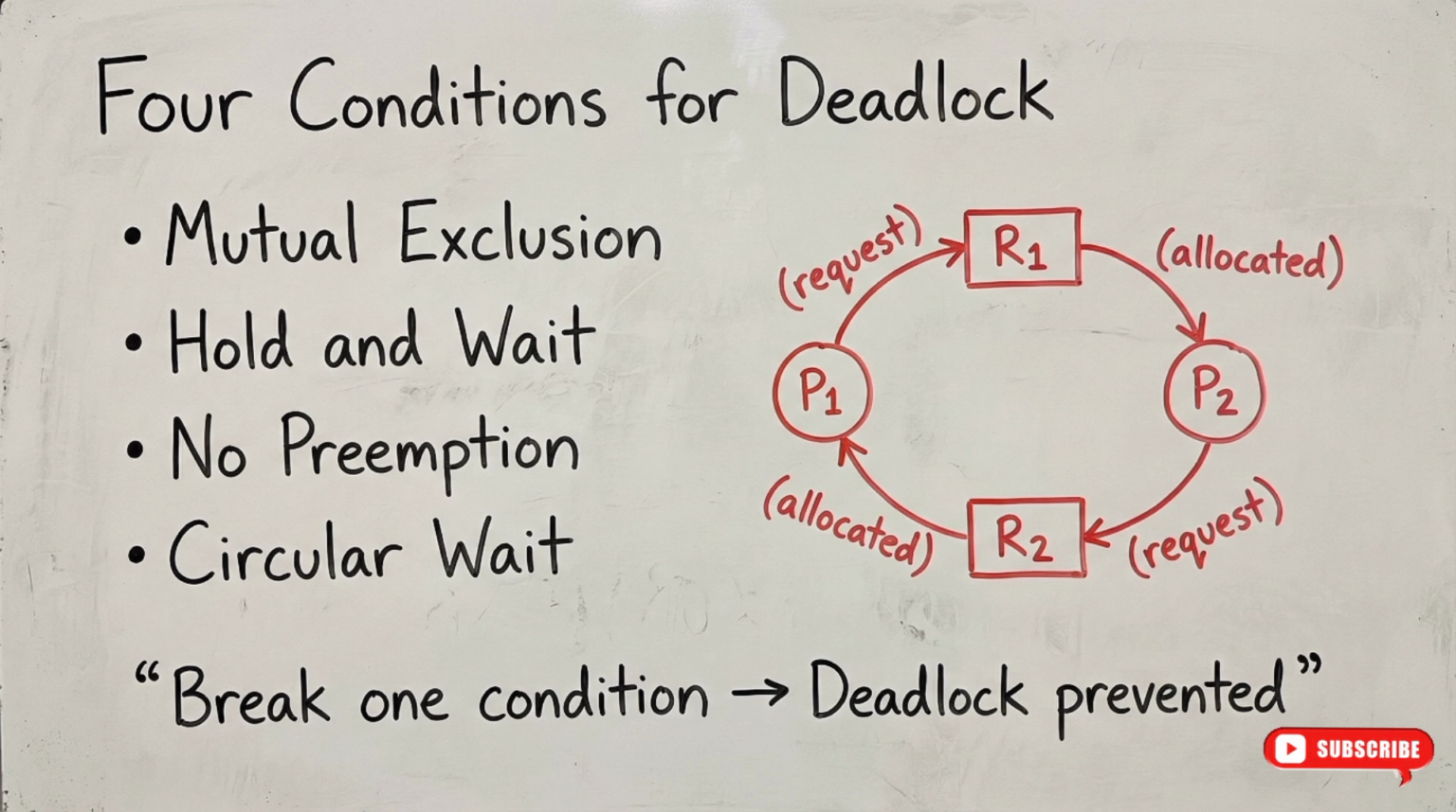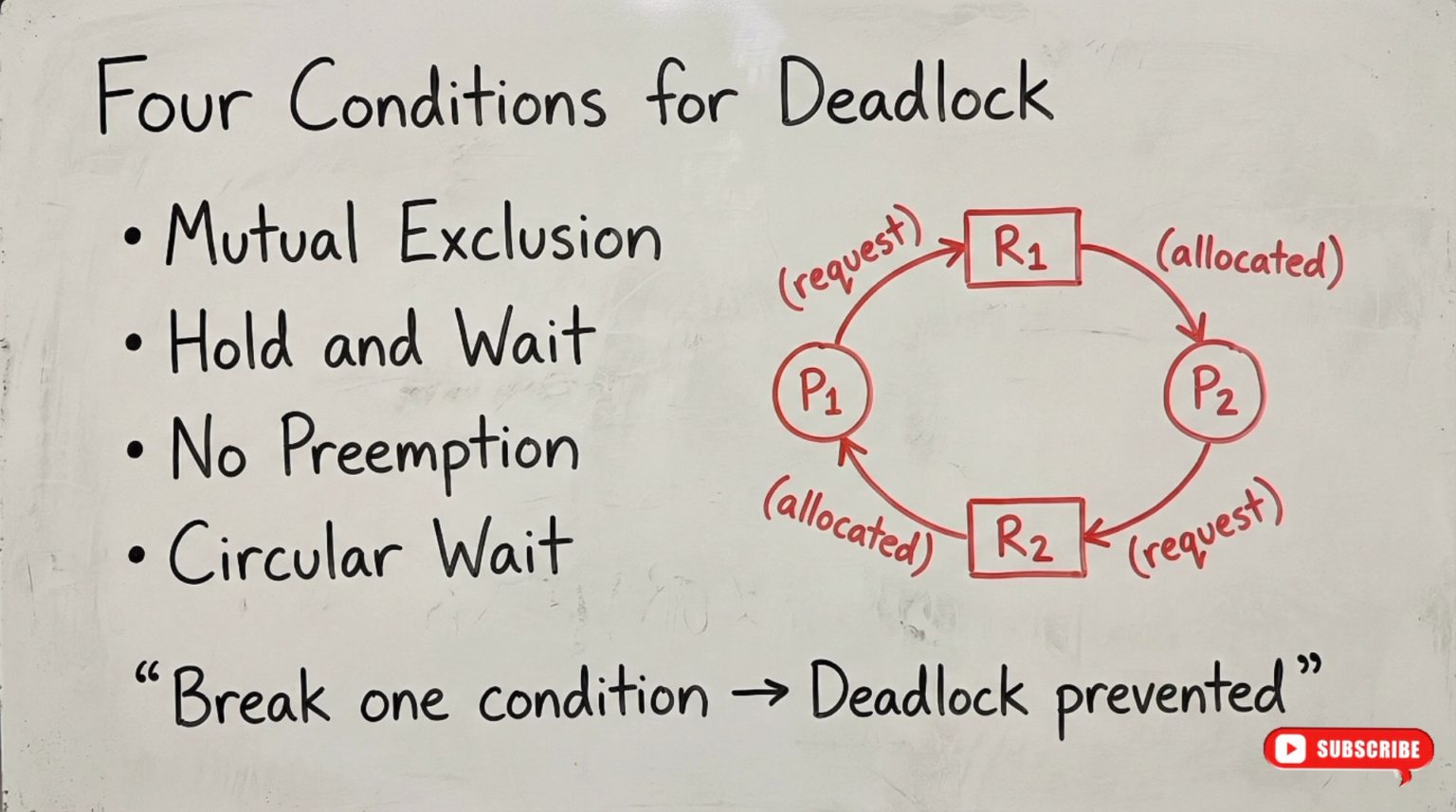Our third ingredient is hold and wait. This is where a process starts to get a little bit greedy. It's already holding on to at least one resource, say R1, but it's also waiting around for another one that's busy, like R2, so it's holding something and waiting for something else.